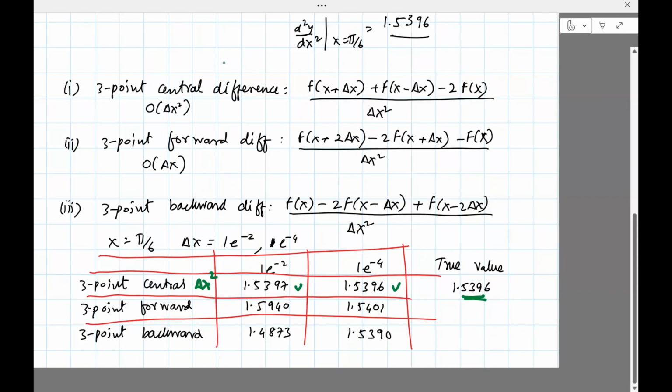However, if you use 3-point forward and 3-point backward, which is accurate to delta x, you see that delta x squared gives you much higher accuracy. So one way of having high accuracy is to use a kind of approximation which has lower truncation order.